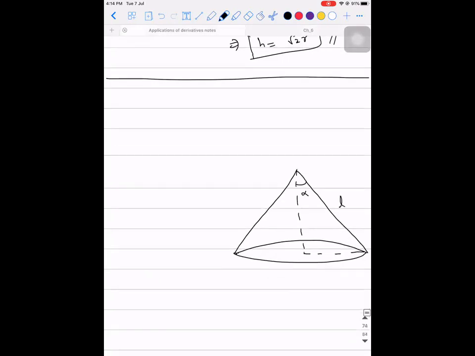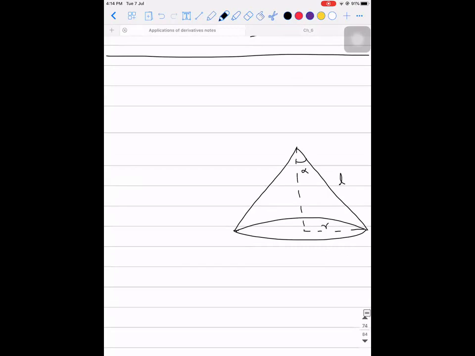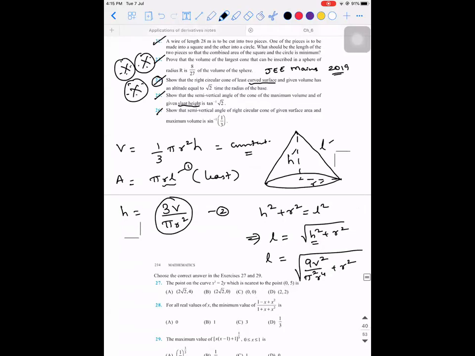So you can take this as L. You can take this as R. You can take this as H. Okay. So L is constant. So question number 25, right? So volume is 1 by 3 pi r square h. So this has to be maximum. So L is given.